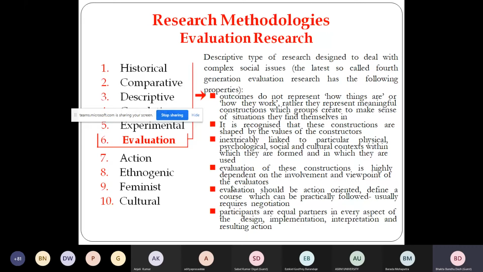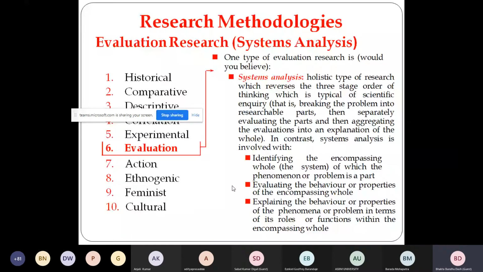Then the next research I'll tell you about is the evaluation research, which is basically the system analysis research. It is a kind of holistic research that reverses the three stages of thinking typical of a scientific inquiry. What you do here is identify the encompassing whole, the system of which the phenomenon or problem is a part. So you need to identify the entire system-wide analysis.